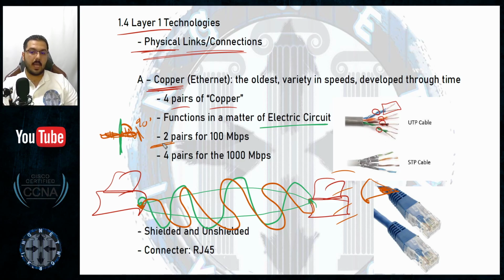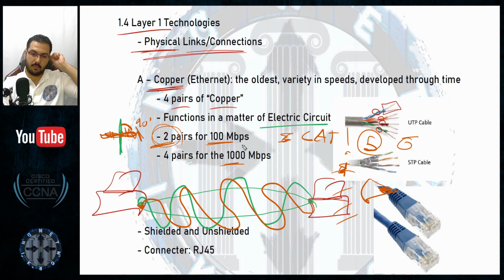You need pairs, and these pairs were developed in categories. There was category 1, also known as CAT1, at the beginning, and they kept developing until they reached category 5, CAT5. CAT5 carried 100 megabit per second, and then there are CAT6 and 7 that can reach up to 1000 megabit per second, and there are some types of CAT7 that are enforced but exceptional, very exceptional, to carry 10,000 megabits per second. The two pairs can carry 100 megabit per second, and the four pairs can carry 1000 megabits per second.